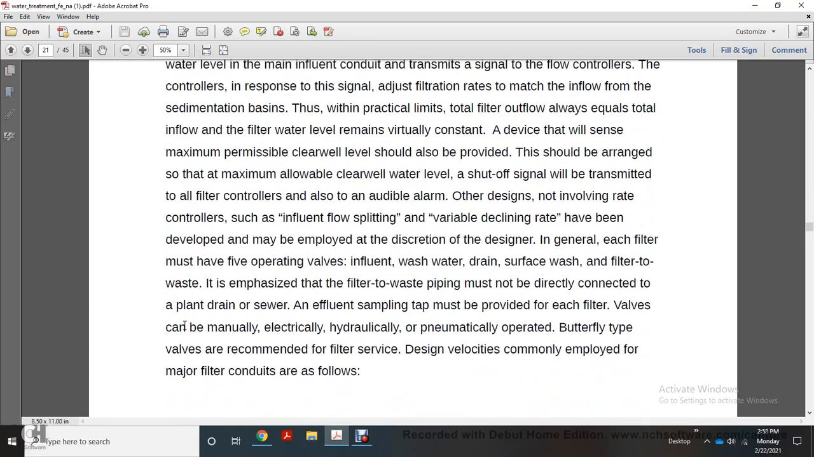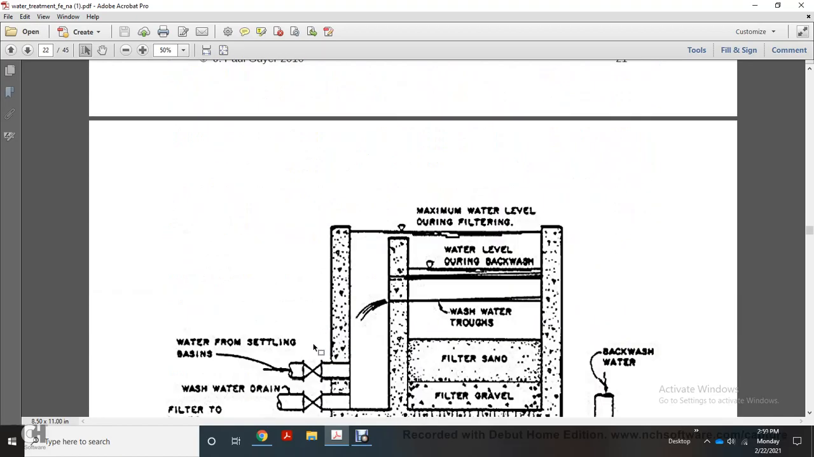In general, each filter must have 5 operating valves: influent, wash water, drain, surface wash water, and filter to waste. It is emphasized that the filter-to-waste piping must not be directly connected with the plant drain sewer. An effluent sampling tap must be provided with each filter. Valves can be manually, electrically, hydraulically, or pneumatically operated. Butterfly type valves are recommended, with the filter service design philosophy commonly employed for major filters continuing as follows.